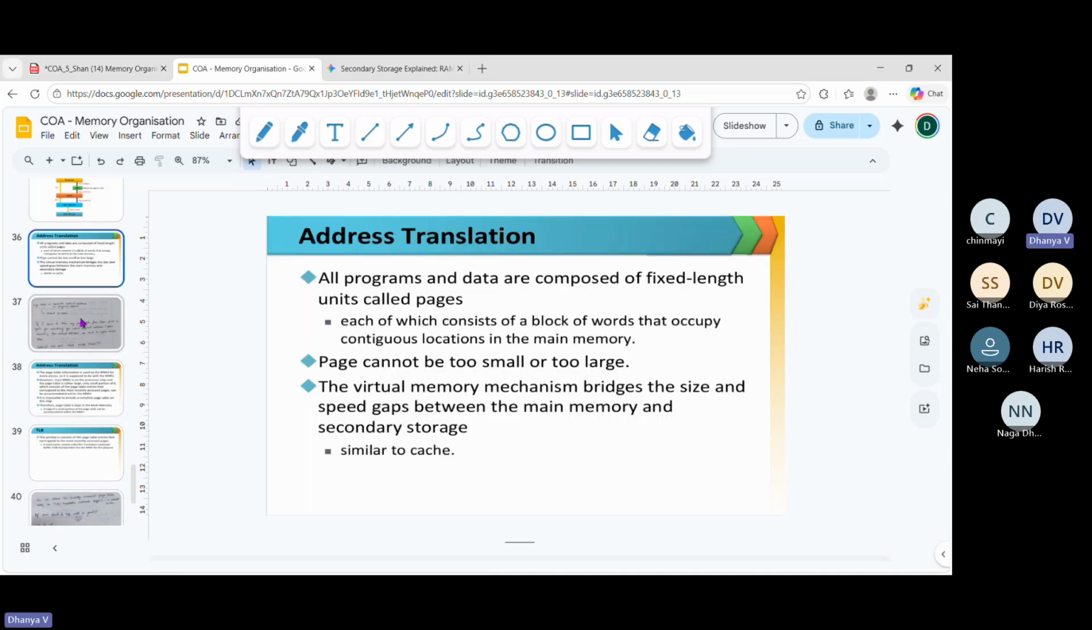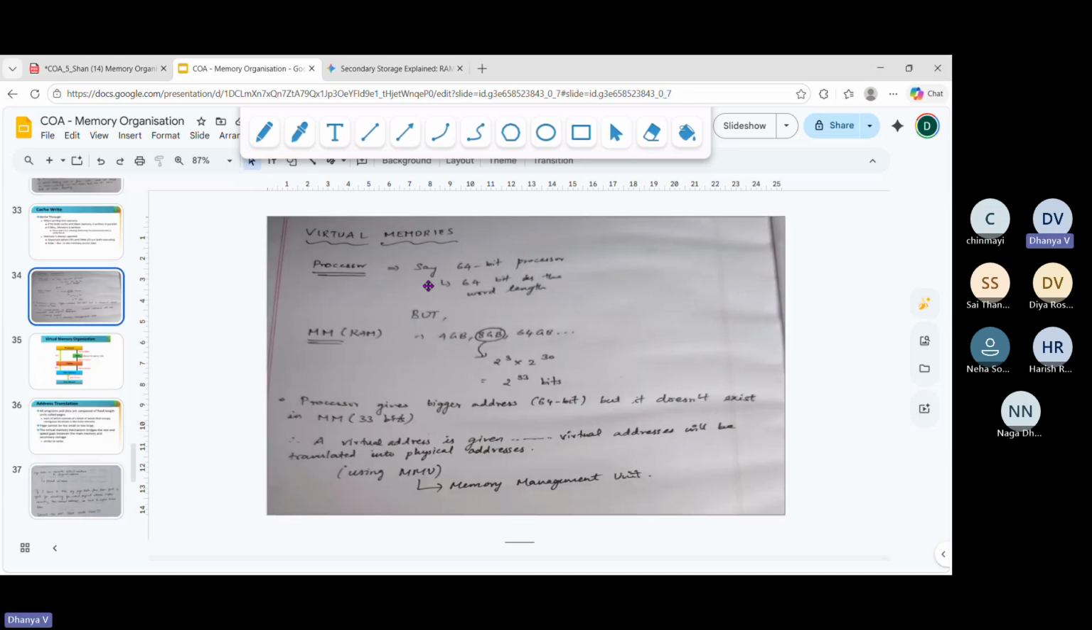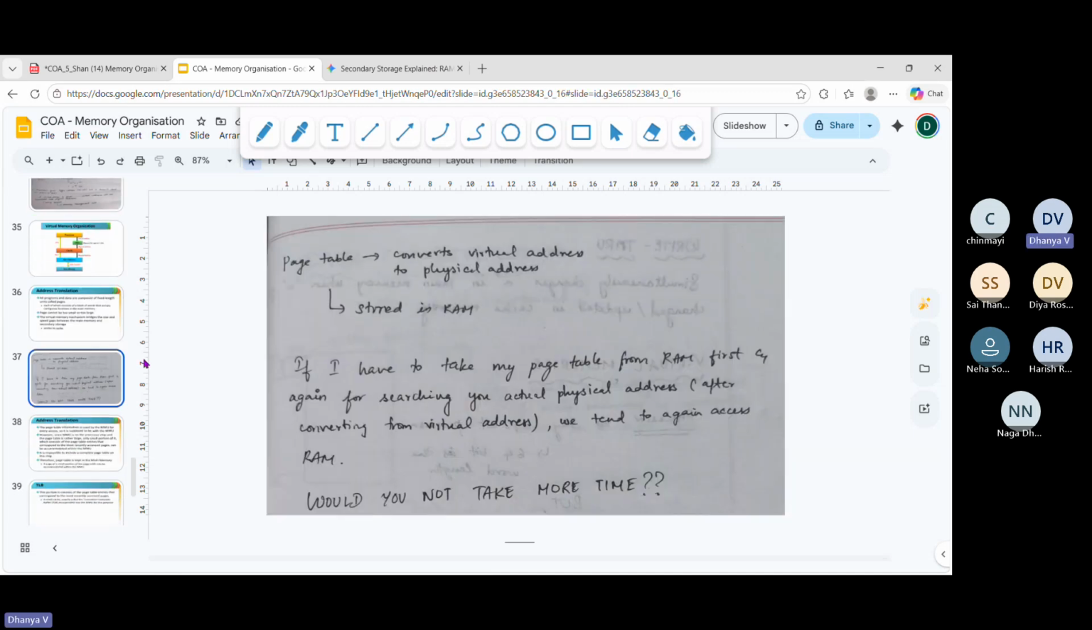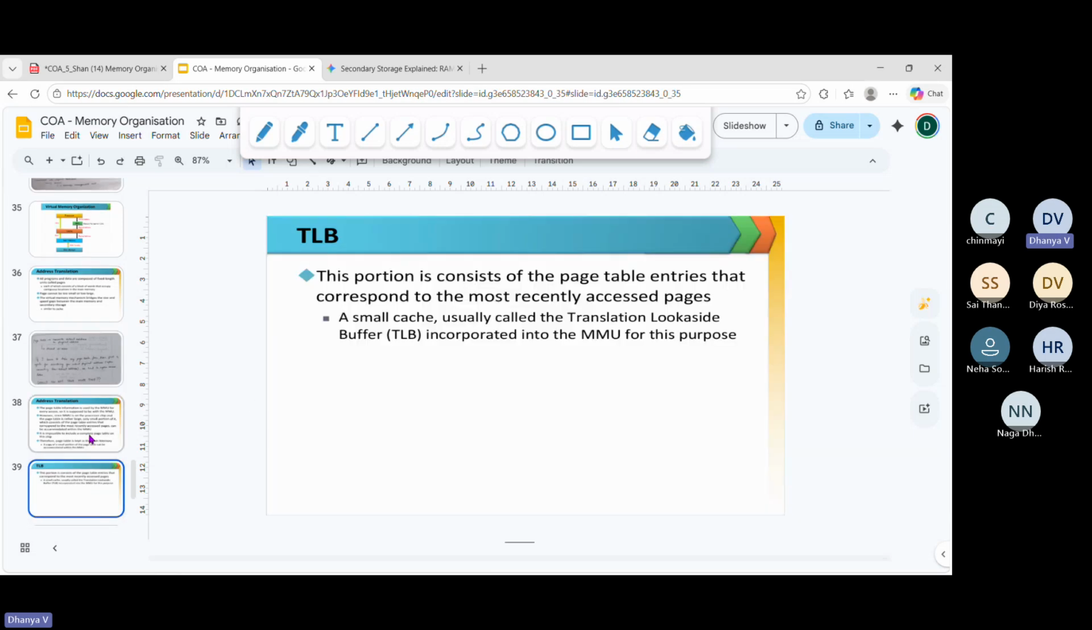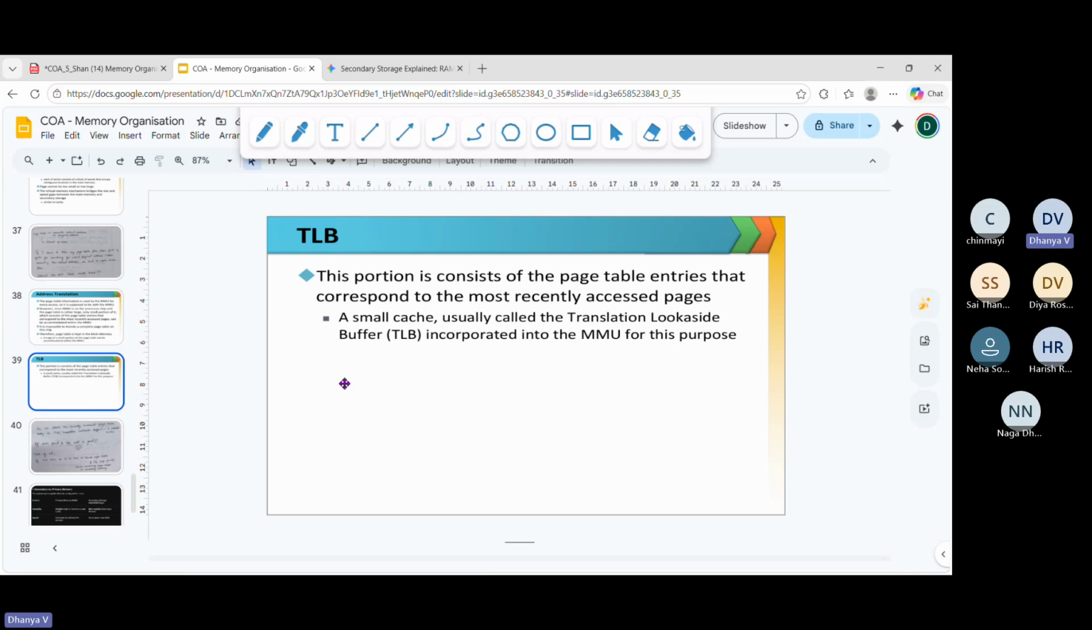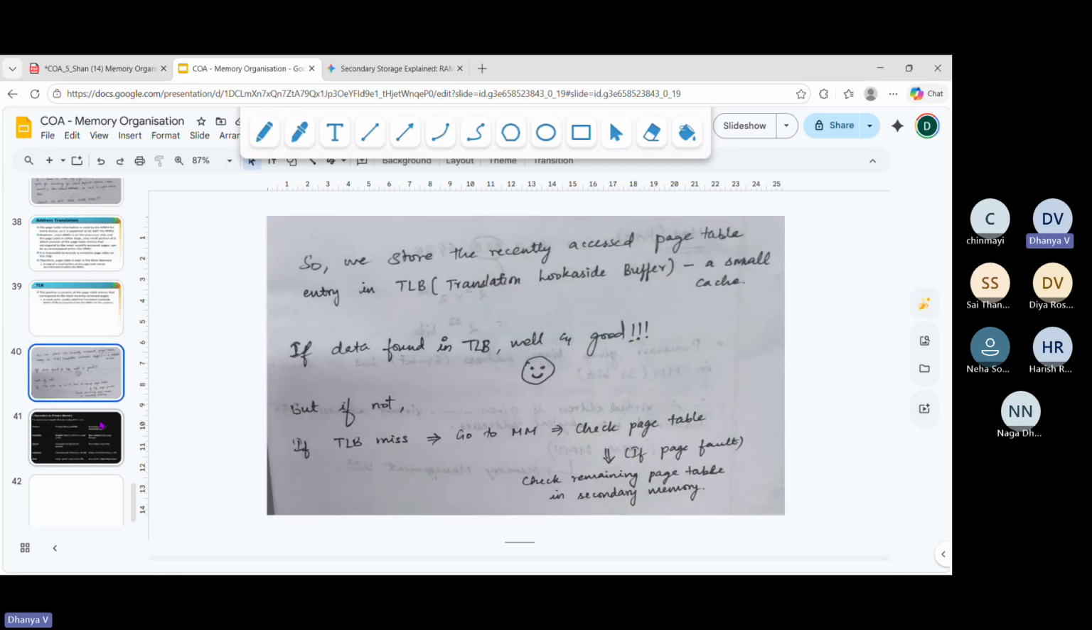So, to give a brief summary: the address lines for your processor and your main memory are very different. So you need something called a virtual address, which has to be converted into your physical address. That is done by your MMU, but your page table is in your RAM, so it's not always efficient to access your RAM multiple times. That's why you have something called a TLB, which is a cache. It will have your most frequently used page table entries, so you can access it faster. So that's the gist of it.